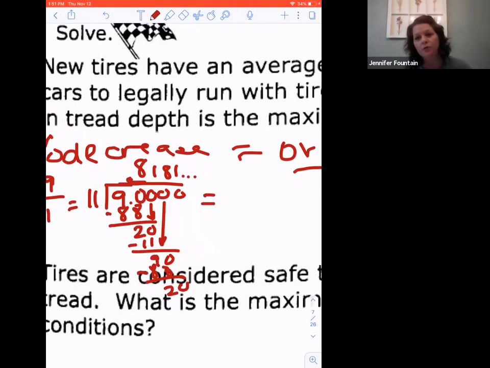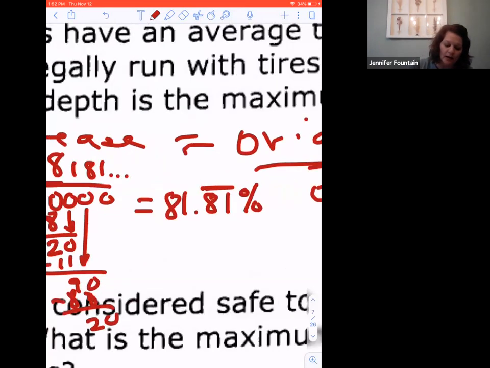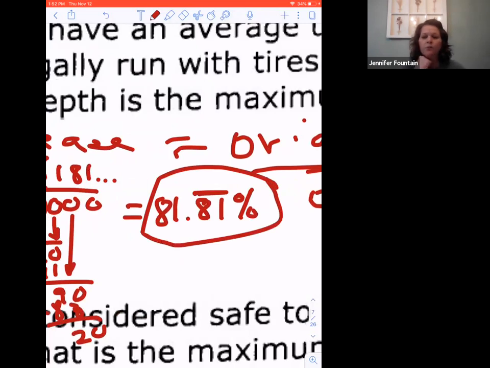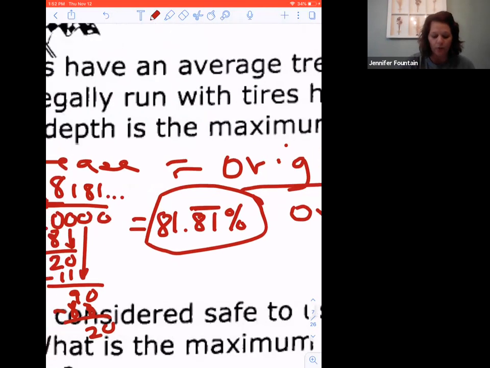Remember, I said whatever my repeating part is needs to go after my decimal. So right now I've got 0.81 repeating. So that means I would have 81.81. I'd put my repeating sign over the 81 after the decimal and add my percent. So 81.81 repeating percent.